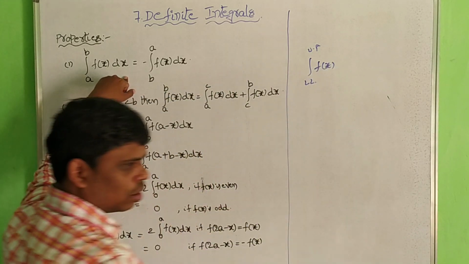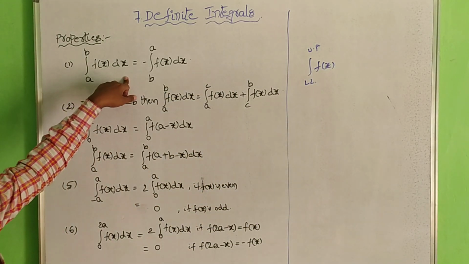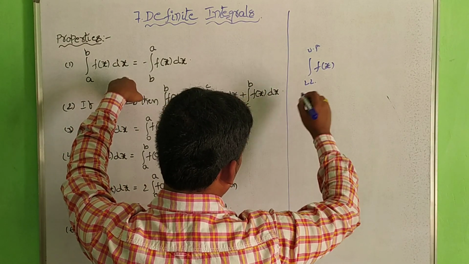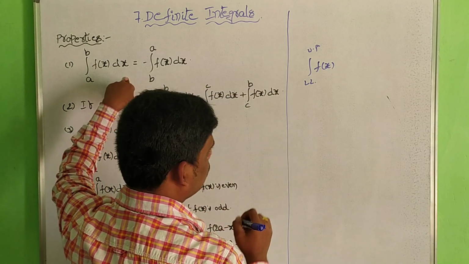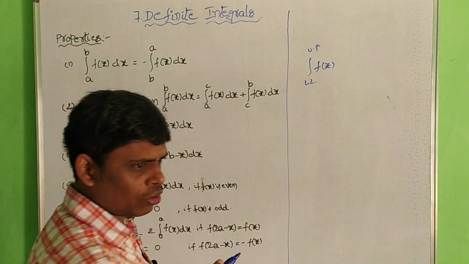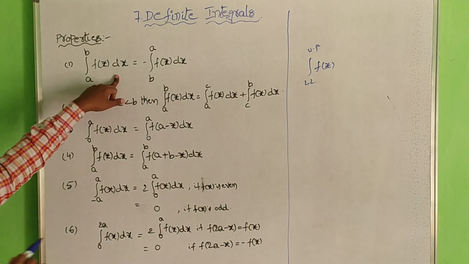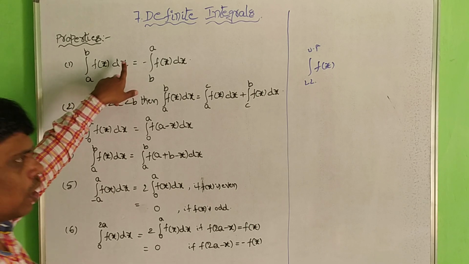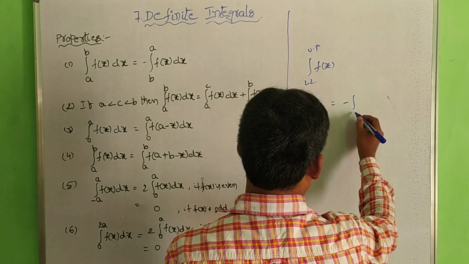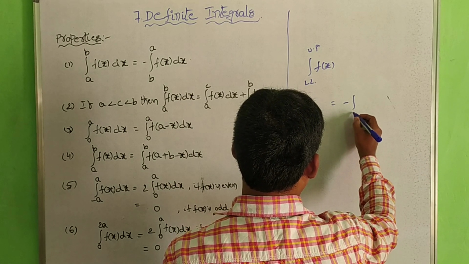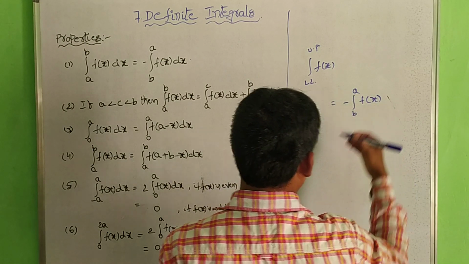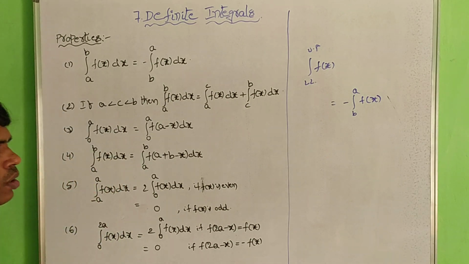In case the upper limit is largest and the lower limit is least, we integrate normally. In case the lower limit is the largest value and the upper limit is the least value, then we can apply this property. The lower limit and upper limit are changed, and we apply the minus also. So A to B, we can write minus B to A f of x dx.